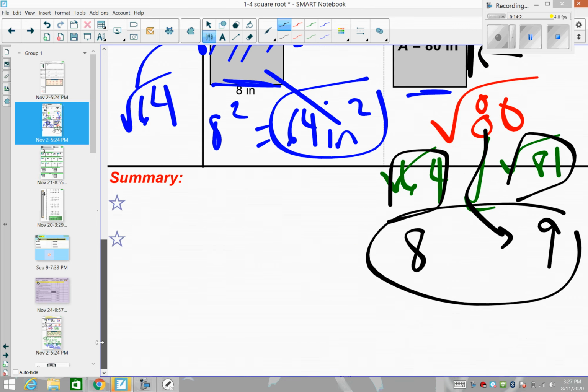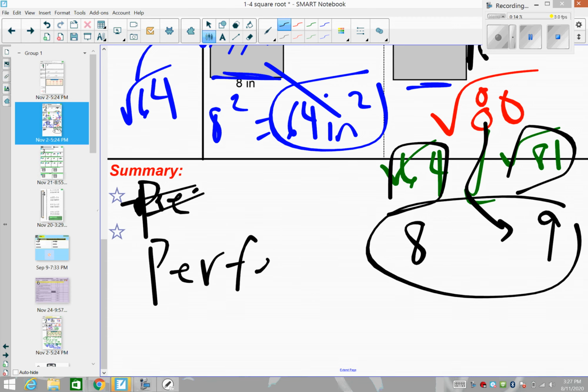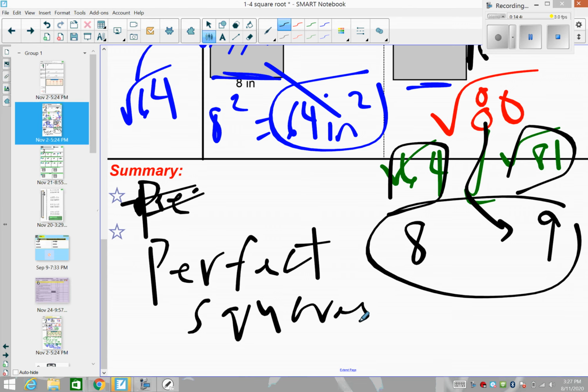So for your summary today, what I'd really say is you have to think about the perfect squares. Having a hard time with this pen, sorry. Perfect squares. I'm trying to write it. So thinking about the perfect squares, all the ones that make perfect squares, I give up on that.